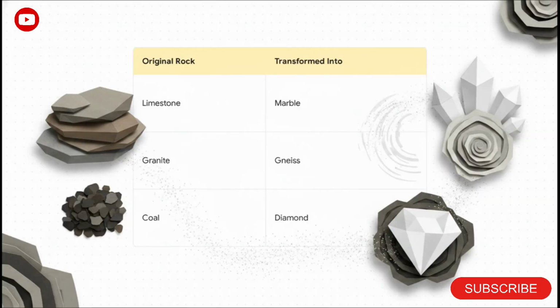Okay, pay attention because this table is pure gold for those match the following questions. It shows you the family tree, right? How simple limestone turns into elegant marble. How tough granite gets squeezed into gneiss, and, incredibly, how coal, under just the right conditions, becomes a diamond.